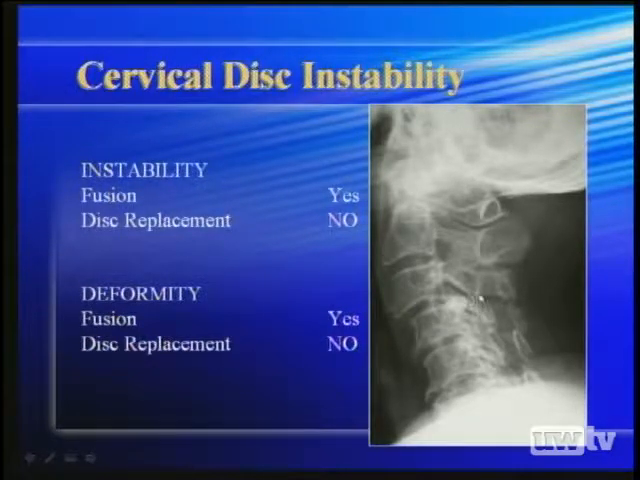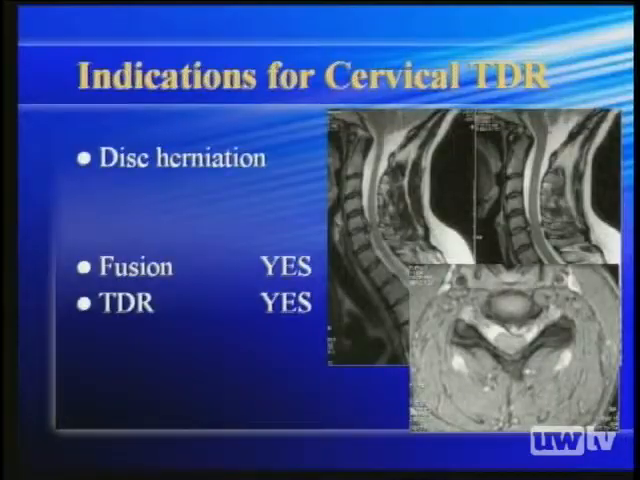have these facets back here, and if we don't address those facets, there's no point in replacing one of the 3 joint complexes at that motion segment. Again, deformity, like the lumbar spine, fusion is a viable option for deformity in certain situations, whereas disc replacement is not. What about herniated disc?